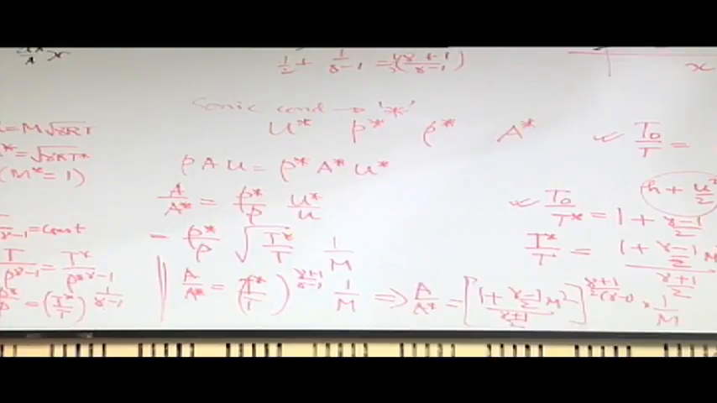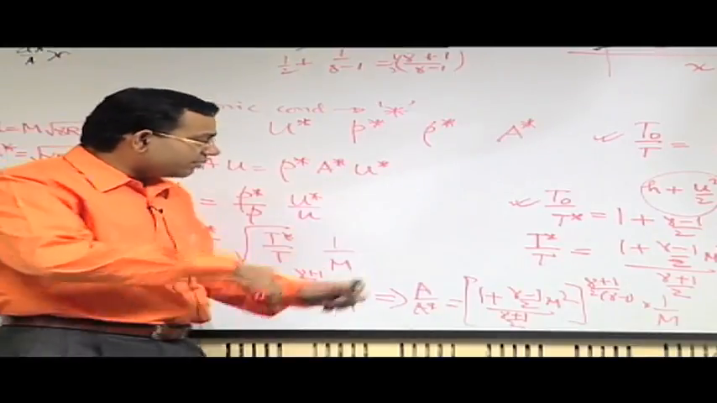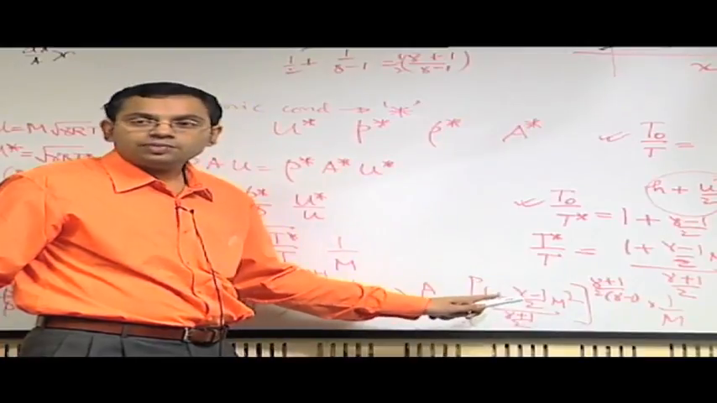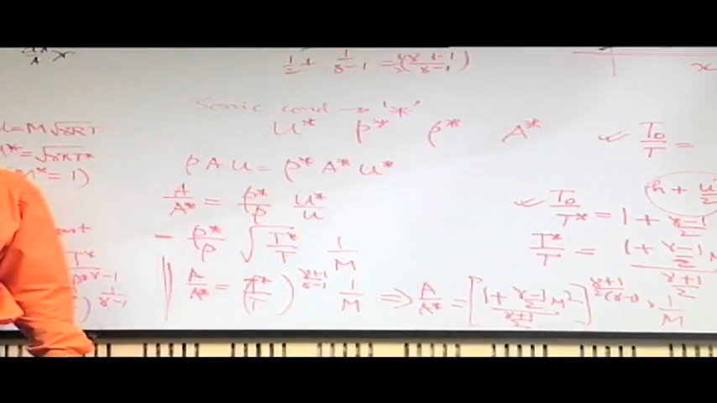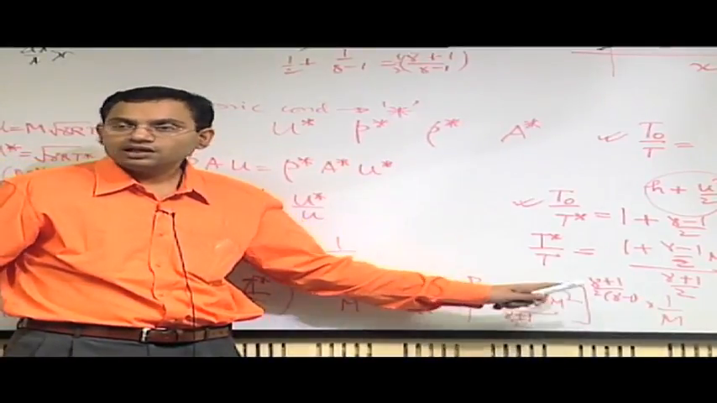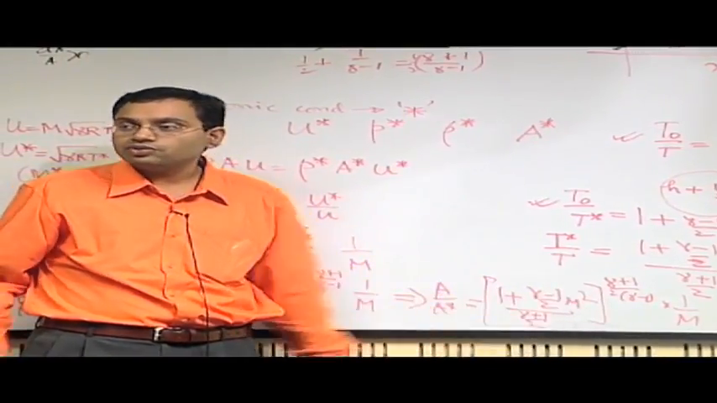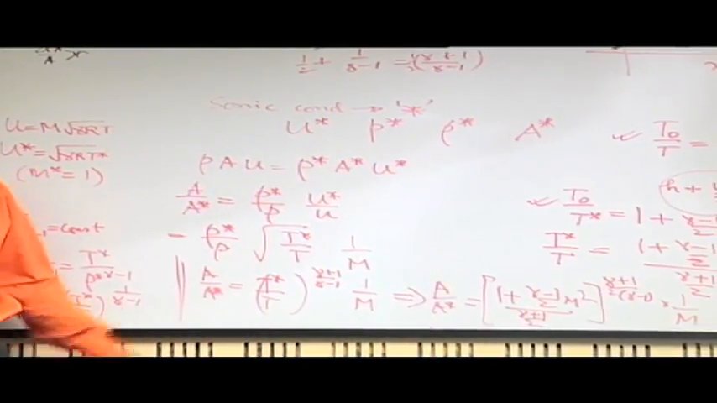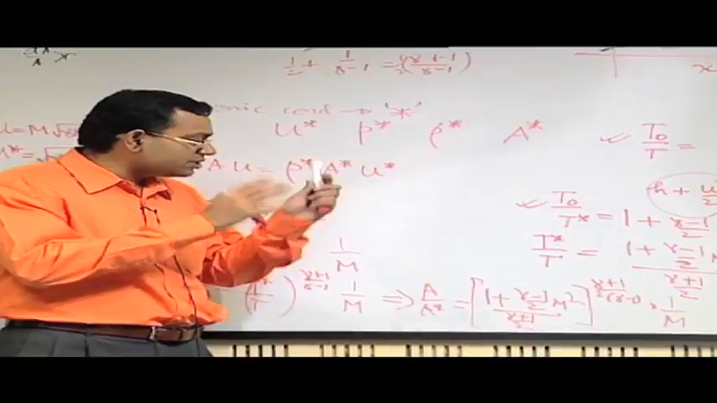So what it tells is that given a value of M you can get one A by A star. Looking from the other angle, given one A by A star you could have some value of M, but it is not a unique value of M. You could have multiple values of M. That is very clear from this because it is an equation having multiple roots. So it will have basically two acceptable values of M.